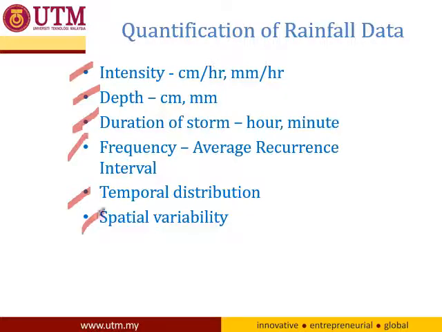And the last one is spatial variability. It means that the location of the rainfall may be different from one point to another point. So that is spatial variability.